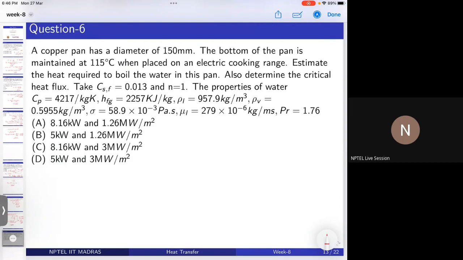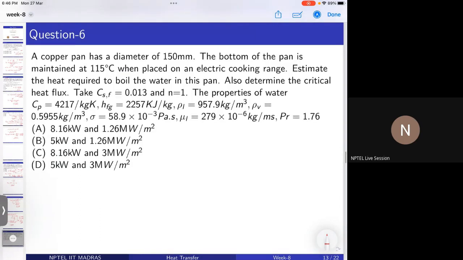So let's move on to the next question. This is a boiling question. We have a copper pan having a diameter of 150 mm. The bottom of the pan is maintained at 115 degrees Celsius when placed on an electric cooking range. Estimate the heat required to boil the water in the pan. Also determine the critical heat flux. The properties are given.